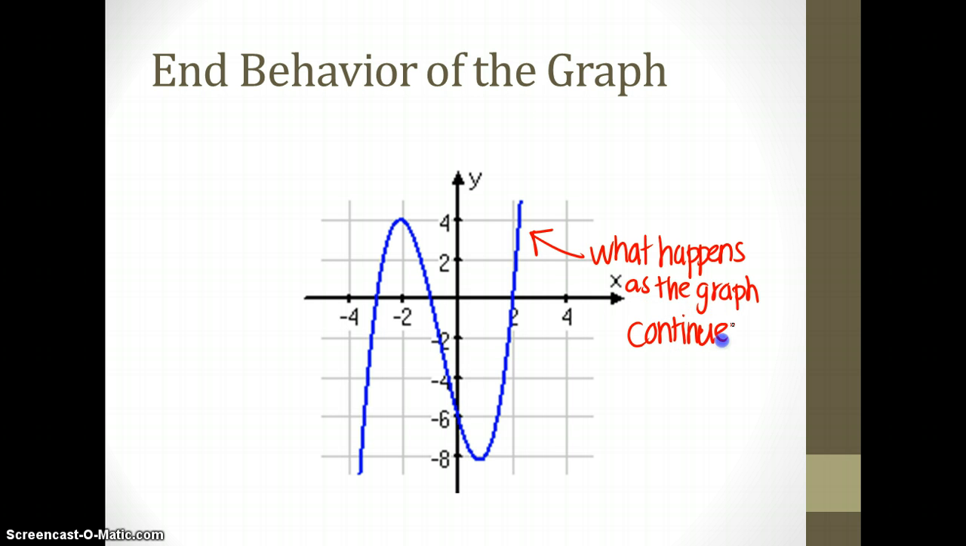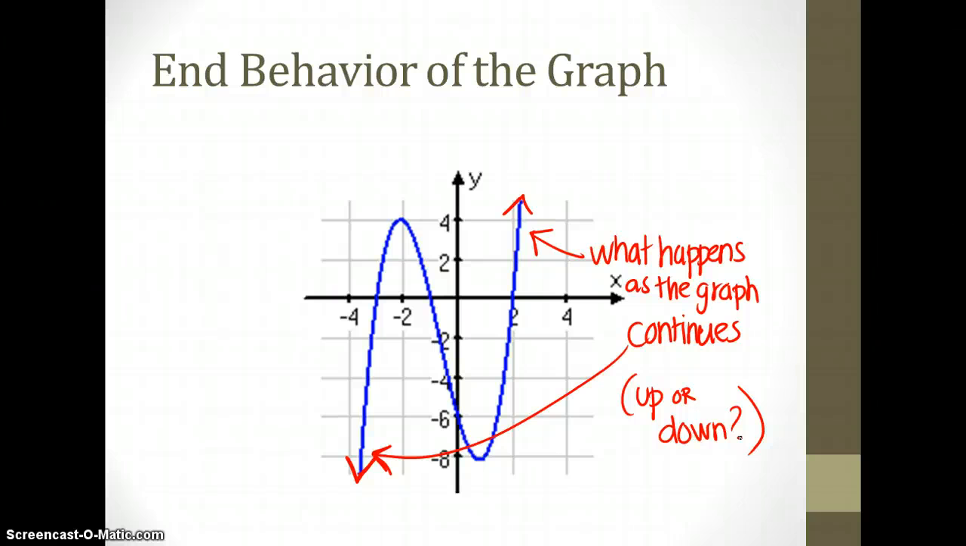So up to, and you notice this graph, the end behavior is it's going to go up and up and up and up. And then also, what happens as the graph continues on the right side, and what happens as the graph continues on the left side? What happens when these arrows go off? So when we're talking about end behavior, you're basically asking, does it go up towards infinity, or does it go down forever towards negative infinity? What happens as the graph goes off on either side?